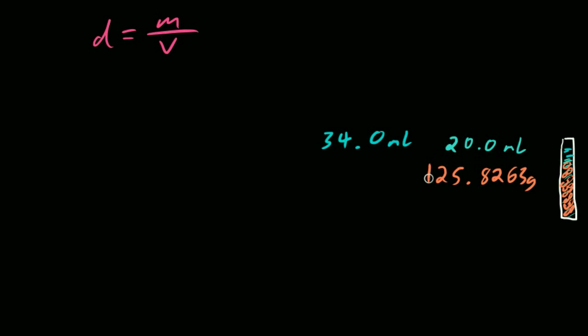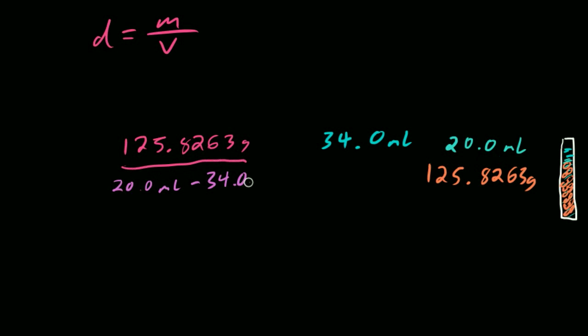So we've got our mass, 125.8263 grams. And then, again, we're going to divide it by the difference in our volume. So we're going to divide it by 20.0 milliliters minus 34.0 milliliters. And what does that actually come out to? That would be 14 milliliters, right?